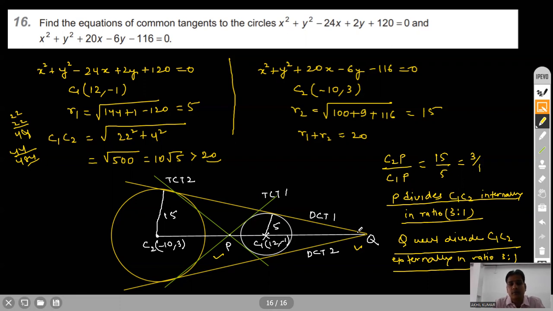And for m, we will drop a perpendicular from the centers on these tangents, and we will equate that distance to the radius. From there, we will have the two values of m, which we will put in the equation, and find the equation of the tangents.